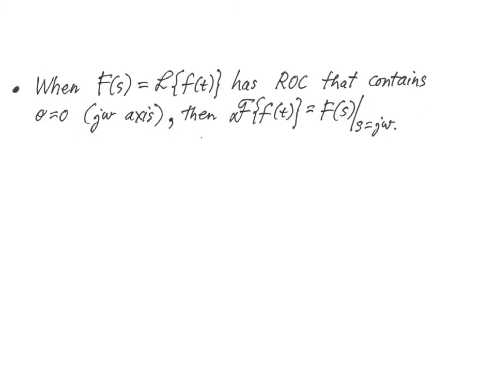Now, one more comment. The Laplace transform of f of t has a region of convergence, and if that region of convergence includes the j omega axis, that is, the line defined by sigma equals 0, then the Fourier transform may be evaluated simply by substituting s with j omega in the expression for F of s. So that's why we say that the Laplace transform is a generalization of the Fourier transform.